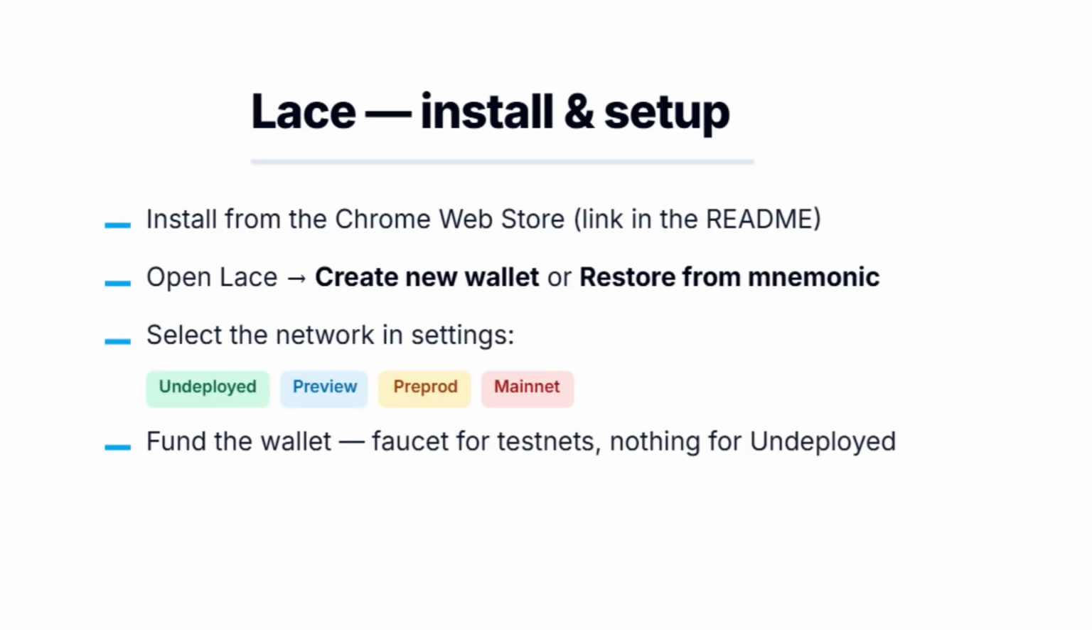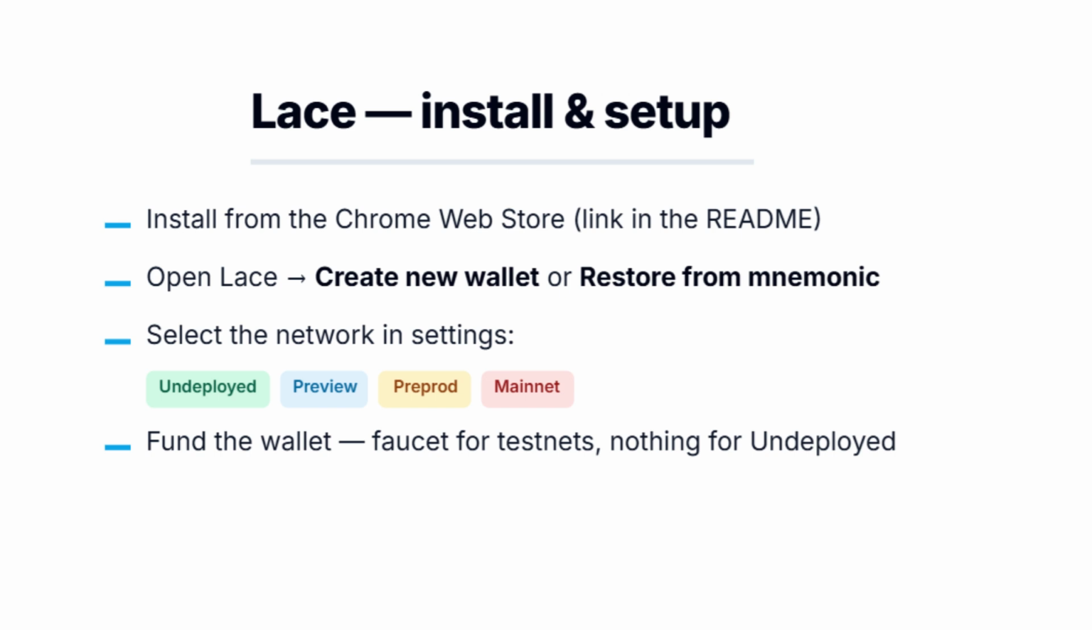Okay, let me walk you through Lace first. Step 1. Install from the Chrome Web Store. Links in the README. Step 2. Open Lace and either create a new wallet or restore from an existing mnemonic. A good tip here, if you use the same mnemonic you put in my preview mnemonic, then your Lace wallet and your CLI wallet are the same wallet, same address, same funds. That's nice when you're switching between the terminal and the browser.